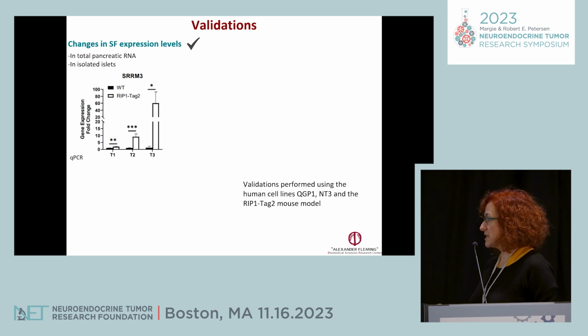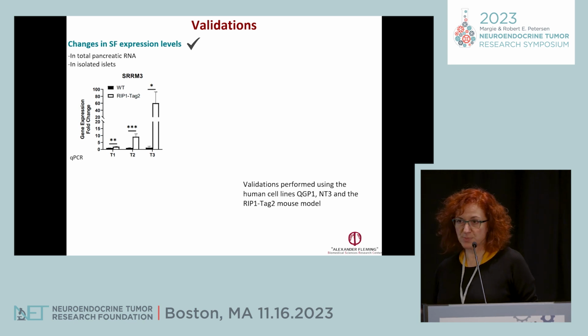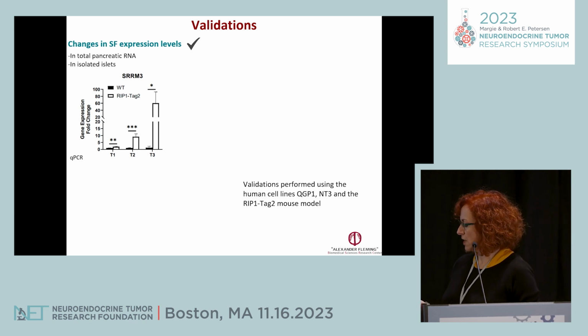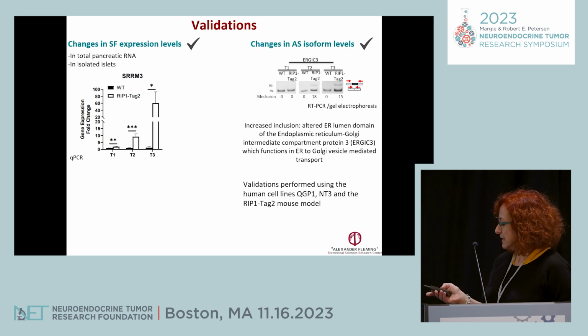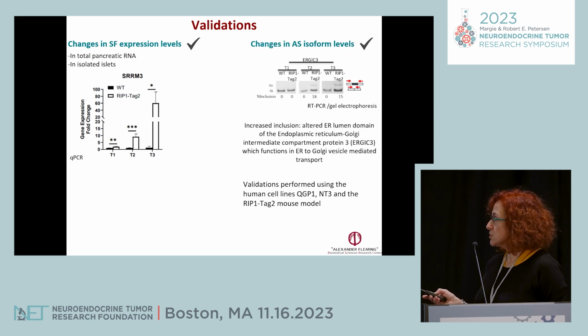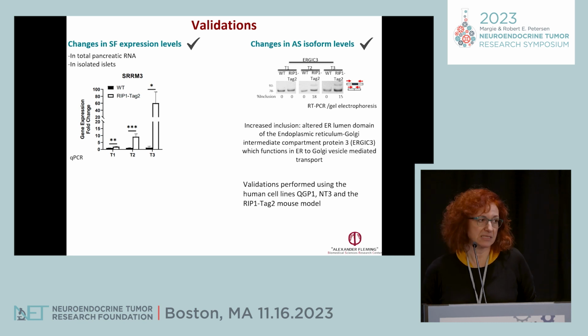to the wild-type mice. And we validated the changes in the expression levels of the rest of the splicing factors. And we also validated the changes in alternative splicing isoform levels. I have put here just one example, and that I will try to explain. We use RT-PCR and gel electrophoresis in the lab. With specific primers, we can detect the inclusion, the mRNA that has included the alternative exon, but also the mRNA that is the product of the skipping.